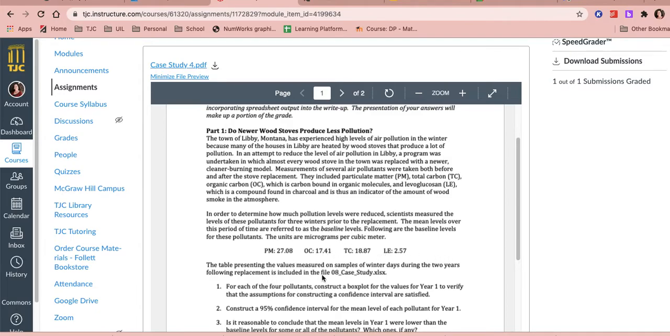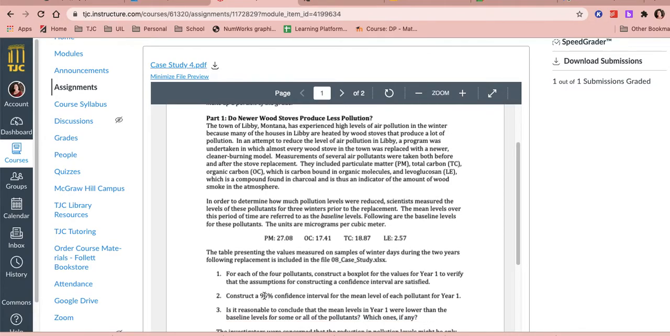So you're going to start off with the year 1 data. And for each of them, it says to construct a box plot, but you could also make a histogram. What you're looking for is to make sure that it's not overly skewed, that you don't have any extreme outliers in the data. So that's what you're doing on number 1.